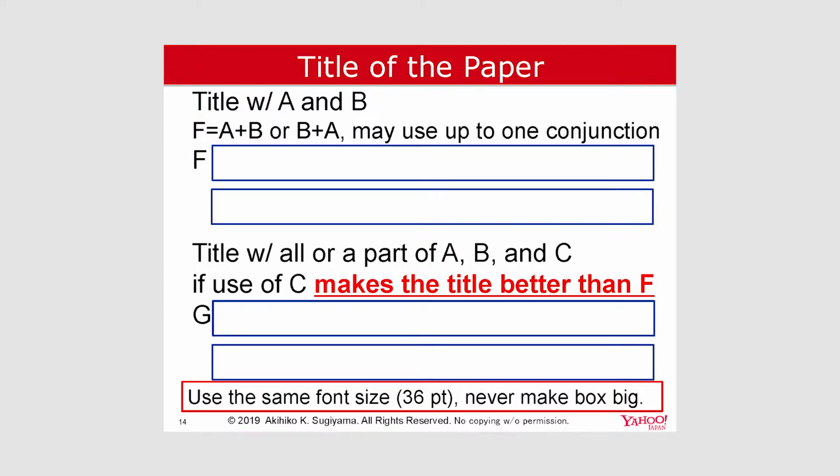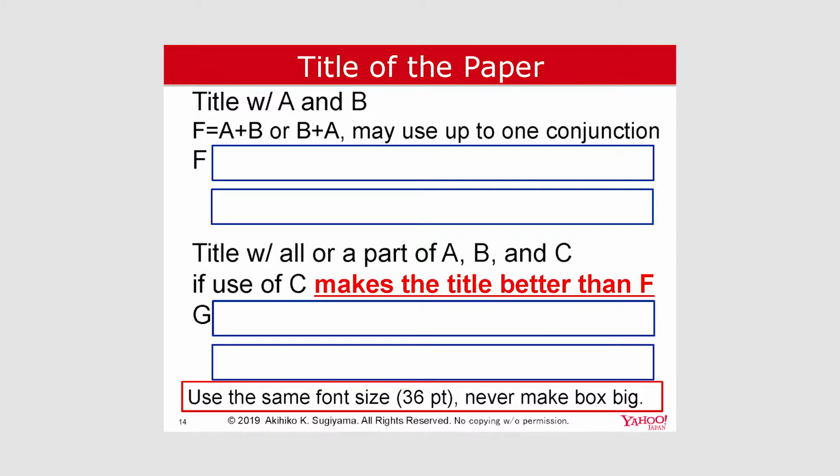A is the value, B is the trick. Now that you have identified A and B, it's easy to design a good title of your paper by combining A and B in the order of A before B or B before A. Either one is more appropriate. And you may use up to one conjunction. Now, B has this length, A has this length. You need two lines in this case. That's quite natural. You don't have to shorten any of these.